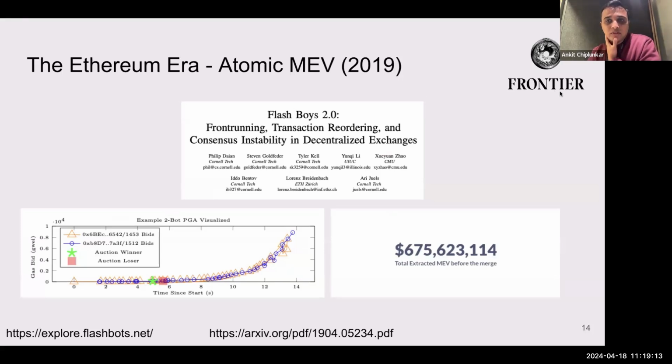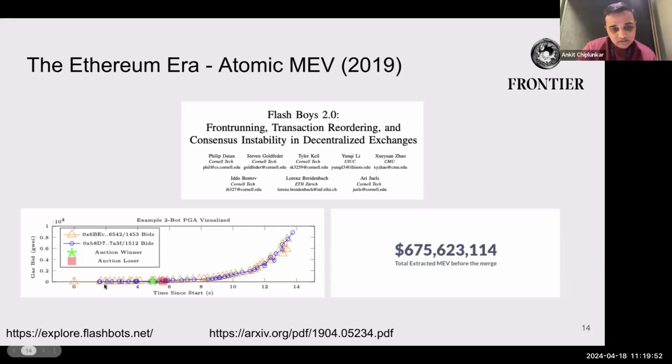So what happened was in 2019, there's this seminal paper called Flashbots 2.0, which showed what was happening on the Ethereum blockchain. And they basically said that there is like a 15-second time delta between two blocks. And so if a user sends their transaction, this is just one example, there is a race that goes on between these sophisticated actors to be the next transaction just behind this user's transaction so that they can capture the arbitrage value.